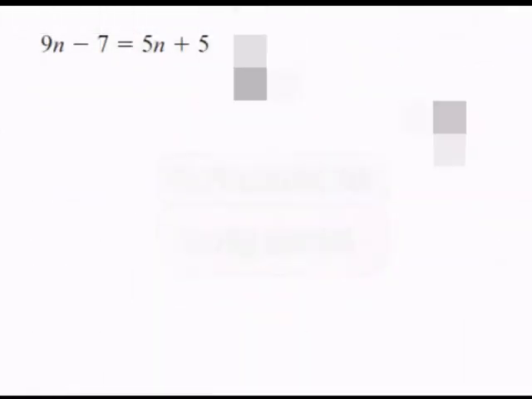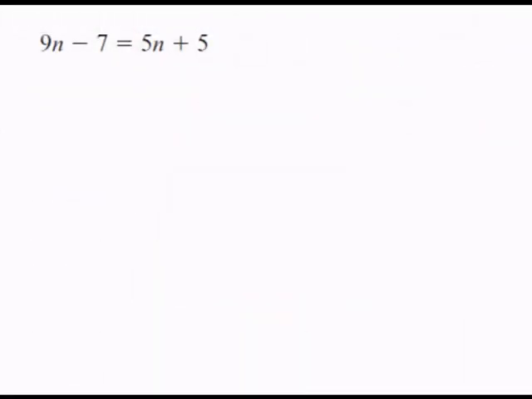I'm going to learn how to solve equations involving variables on both sides. My ultimate goal is to find out what 1n equals. So I need to manipulate my equation to make this happen. The first thing I want to do is identify my like terms.